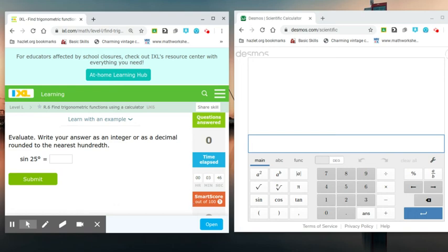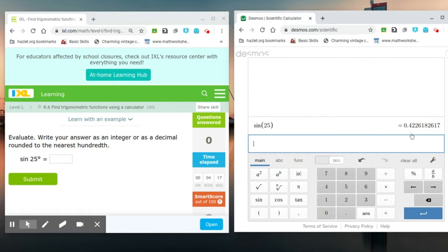Hey guys, so I wanted to do another video so that way you guys can see how to use the calculator, where the sine, cosine, and tangent is located, and just a reminder of how to round. So I'm going to start with sine 25. Remember the degree mark, you want to be in degrees. That says DEG. And nearest hundredth is just 2 decimal places. So I'm going to find the sine button, which is right there, and click 25 and hit enter.